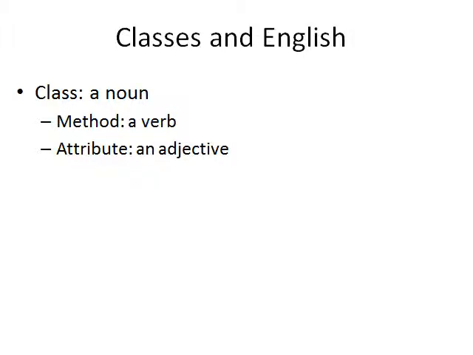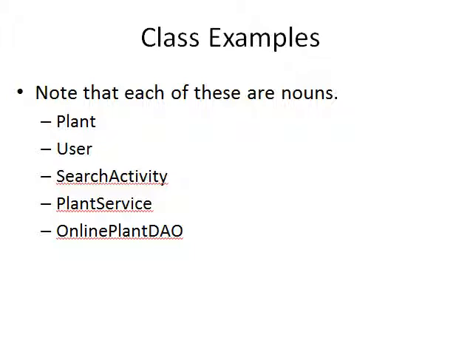Okay, examples. Each of these are examples of classes, and some of these we've looked at already. A plant, a user, a search activity, or in other words, the Java logic that goes behind a presentation layer. A plant service, that's what does our online-offline toggle so that the user has a seamless experience whether the phone is connected to a network or not. And then the online plant DAO, which does our data access. Okay, so each of these are classes.